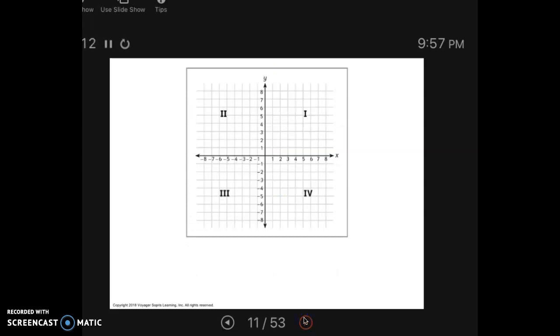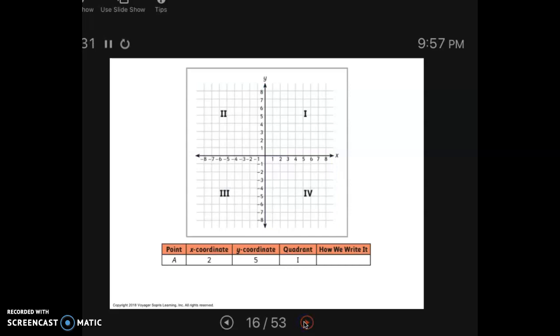Coordinate graphs are divided into 4 sections called quadrants. They're represented with Roman numerals, so 1, 2, 3, and 4. We label each quadrant with a Roman numeral. This is quadrant 1, quadrant 2, quadrant 3, quadrant 4. Let's look at the points in each quadrant.